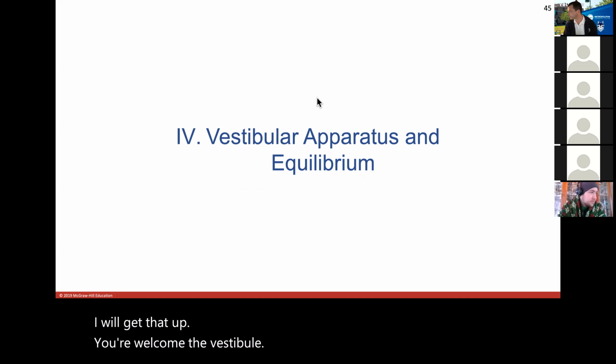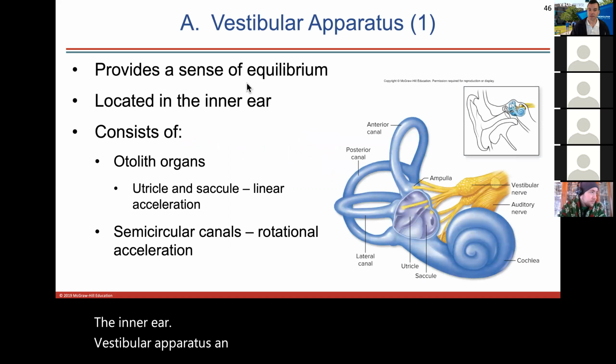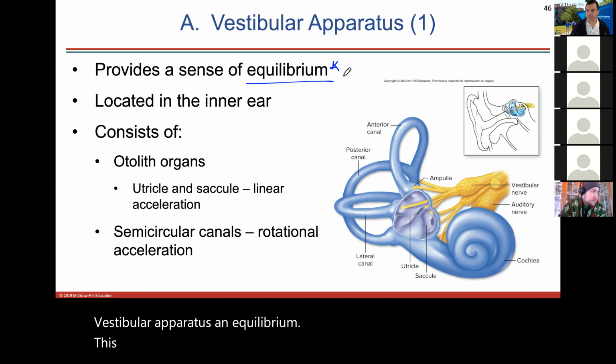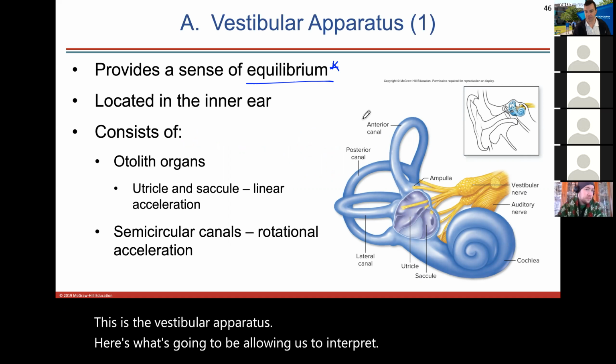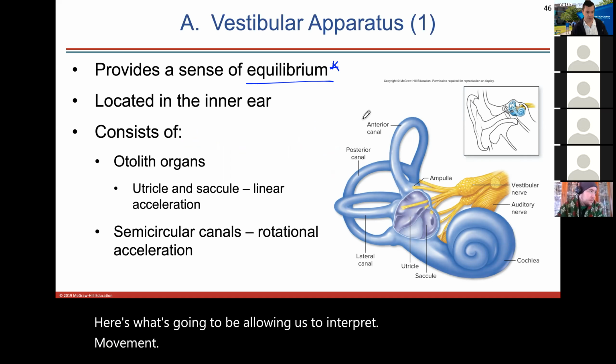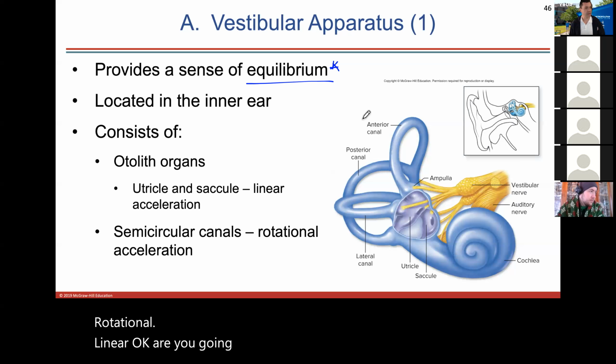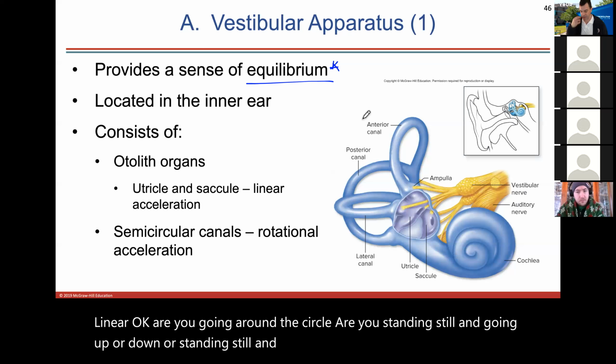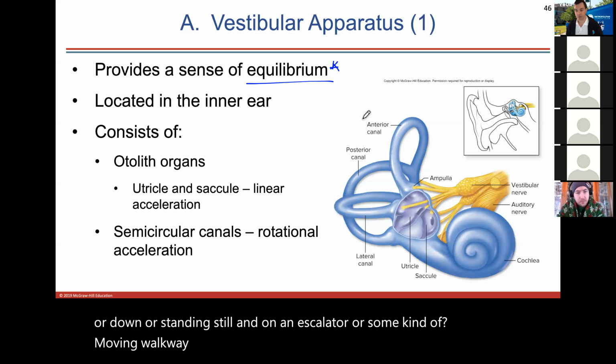The vestibule, the inner ear, vestibular apparatus and equilibrium. Okay, this vestibular apparatus is what's going to allow us to interpret movement, rotational, linear. Are you going around in a circle? Are you standing still and going up or down, or standing still and on an escalator or some kind of moving walkway? All right, this is the part of the ear that's involved with that.